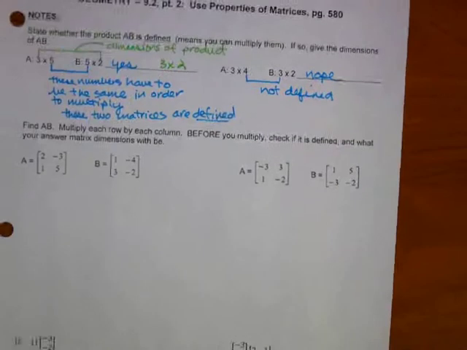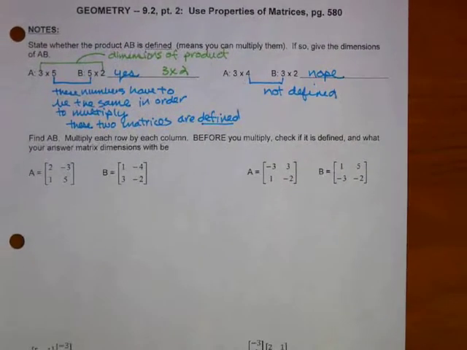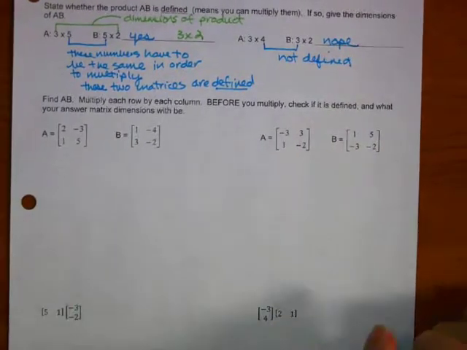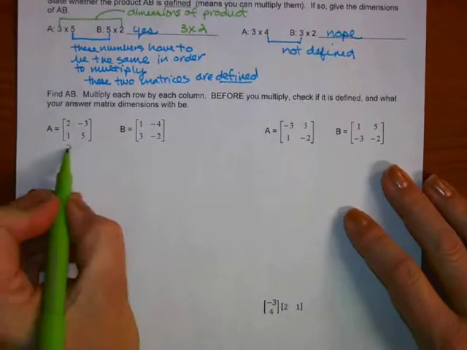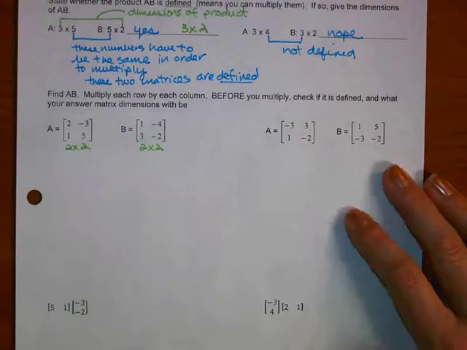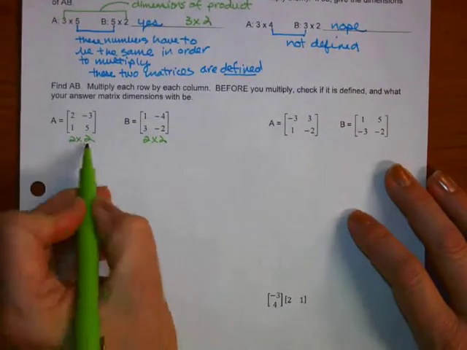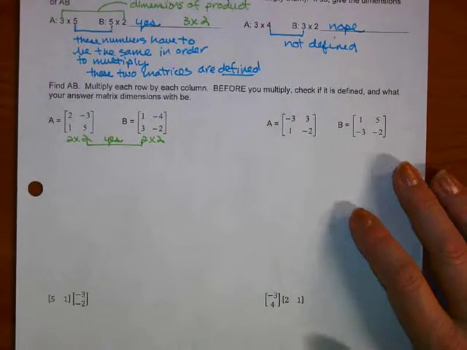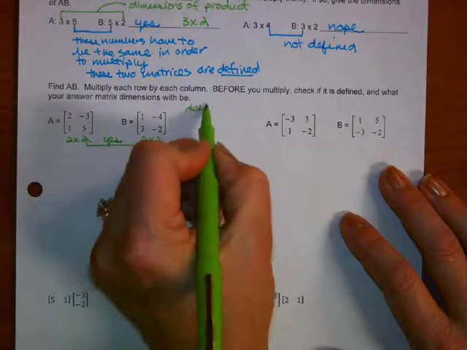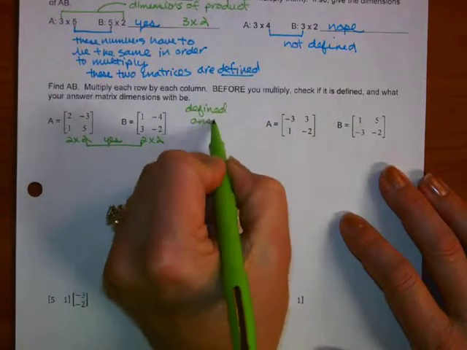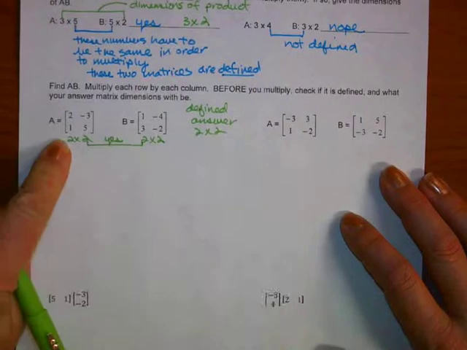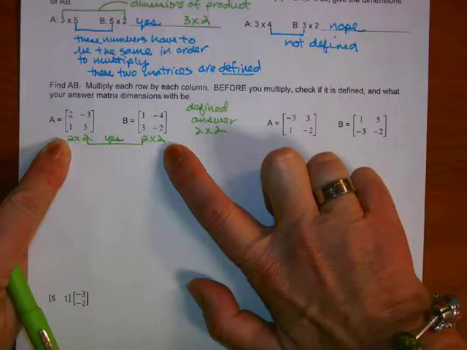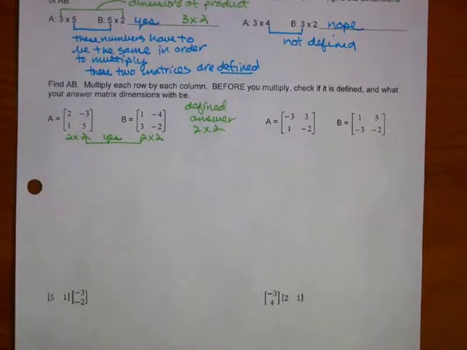So now that we've talked about dimensions a little bit, let's go into multiplying. We're going to multiply A times B. Let's automatically write down the dimensions. 2 by 2, 2 by 2. Are they defined? Can we multiply them? Yes, I can multiply them. And what are the dimensions of my answer going to be? I'm just going to write this over here. The answer will be a 2 by 2 because of the outside numbers. It helps me know how to set up my answer and what it should be when I'm done. Now, I'm going to start to teach you this.